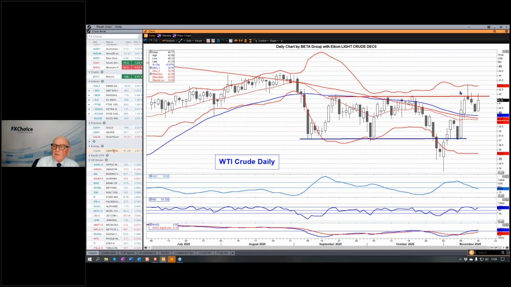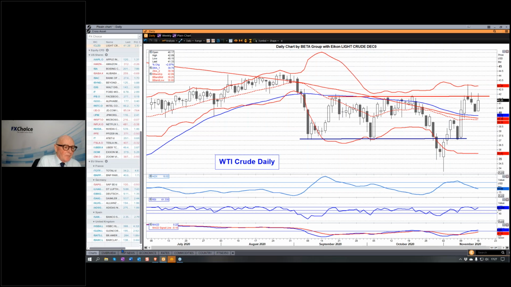Again, we did go through it, but there's only a shadow above. We rejected above it. Watch this level for a release of a lot of energy, putting that big area of support from September and October below us. But we have failed before. Maybe we're going to fail again. So watch that.